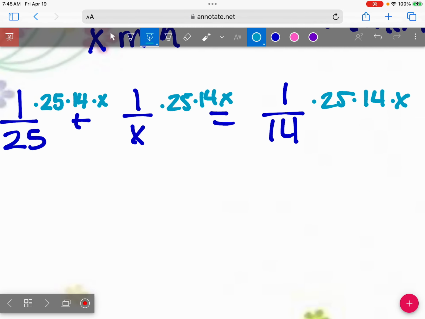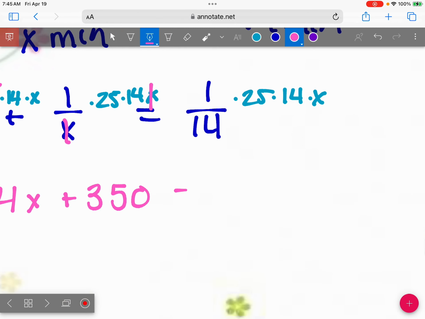So writing it this way, especially when our numbers are a little bit obnoxious, actually makes it easier for simplifying, because I can see really easy that these 25s are going to cancel out. And it's going to be 14x. My second term, it's the x's that cancel out, and we're left with 25 times 14, which is 350. And that's going to equal, here my 14s cancel out, so we have 25x.